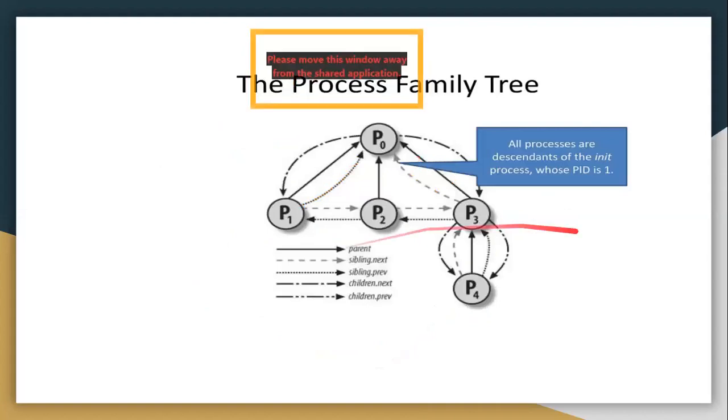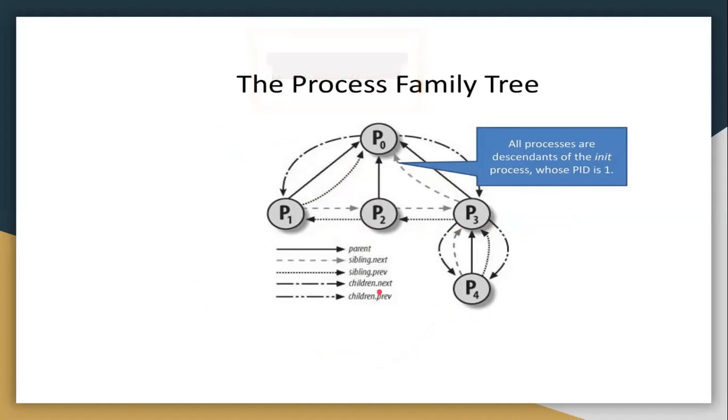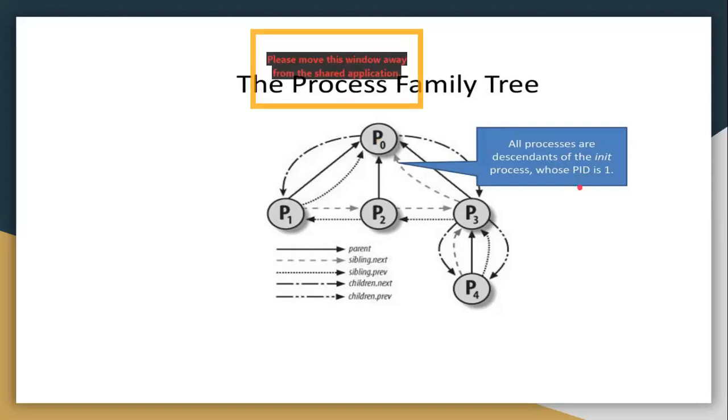This is a process family tree. For example, all the processes are descendants of the foremost parent, which is init, and init has a process ID of 1. The straight line indicates the parent, the dotted lines indicate siblings, previous sibling, children, next. This is actually a chart that indicates who is a parent, who is a sibling, what is the relation between parent and sibling, and the foremost parent, PID 1, is given to init.